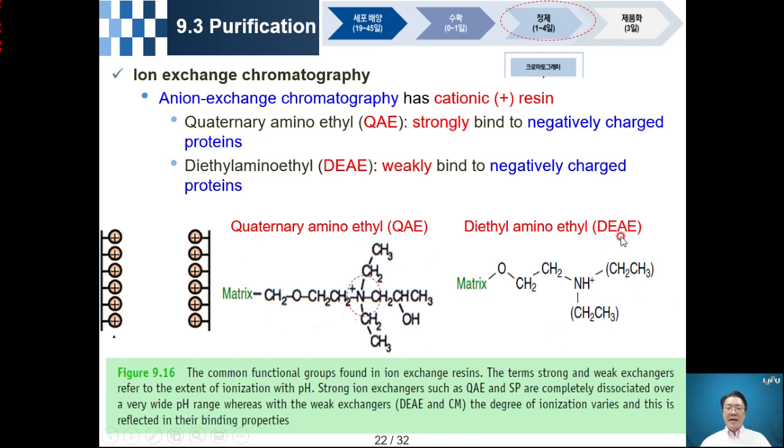The second one is DEAE. The full name is diethyl amino ethyl, DEAE. It also has positive charges like this. QAE binds strongly to negatively charged proteins because it has positive charges. DEAE binds weakly to negatively charged proteins because it also has positive charges, but they can only weakly bind. Depending on the proteins, sometimes we use QAE and sometimes we use DEAE, but in most cases we use QAE.